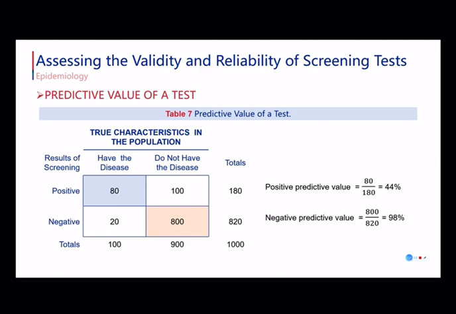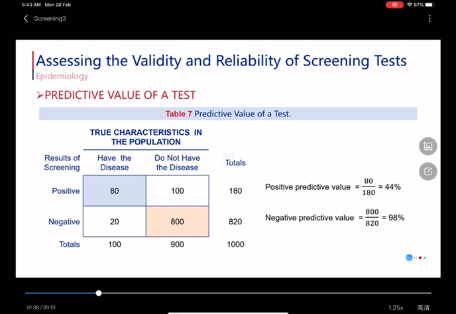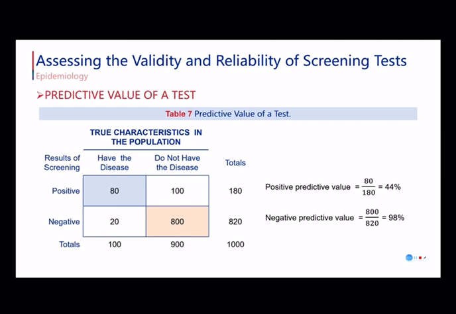A parallel question can be asked about negative test results. If the test result is negative, what is the probability that this patient does not have the disease? This is called the negative predictive value (NPV) of the test. It is calculated by dividing the number of true negatives by all those who tested negative: true negatives plus false negatives. Looking again at the example in Table 7, 820 people have a negative test result, and of these, 800 do not have the disease. Thus, the negative predictive value is 800/820ths, or 98%.